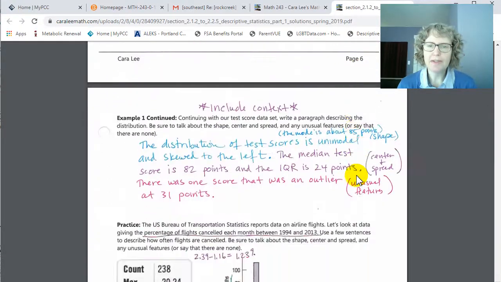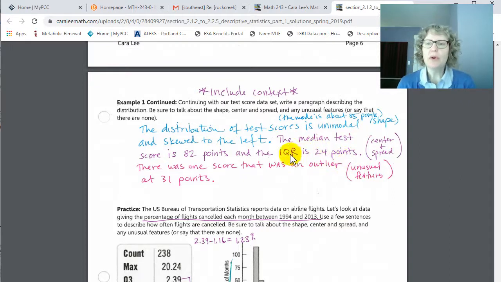Bear with me while I scroll all the way down. Okay, so this was test score data, some fictitious test scores, and we want to include the context and also the units on all of our statistics. And of course, this is not the only way to write it. You can use your own words to some degree as long as you get the key points in here. But something like: the distribution of the test scores is unimodal and skewed to the left. The median test score is 82 points and the IQR is 24 points.